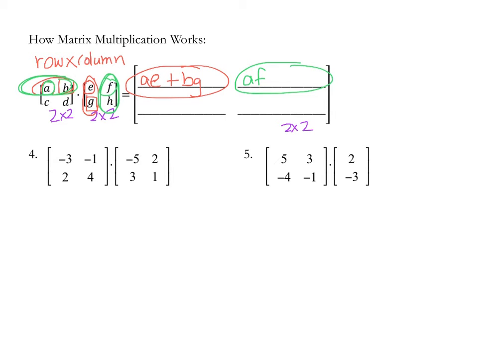Then you have to move for both of them. So I'm going to move on to B, and I'm going to move on to H, and that's going to be plus B times H. Okay, so hopefully you're kind of starting to catch on here.